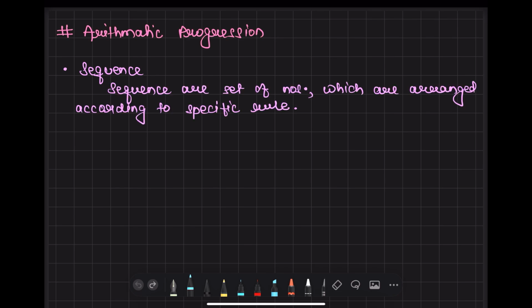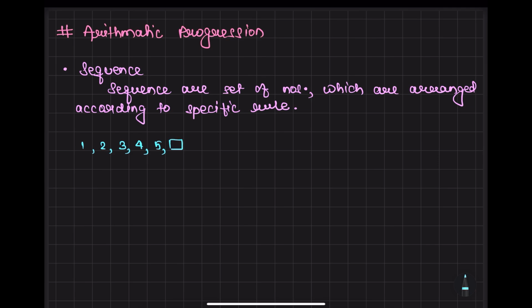Sequences are sets of numbers. They are sets of numbers which are arranged according to specific rules. Okay, so try to understand this thing. Suppose I'm taking some example. 1, 2, 3, 4, 5. Now you know what I will write here, here, and here. This means that I'm writing numbers in a certain rule. If I am following a certain rule, you know how I can respond.